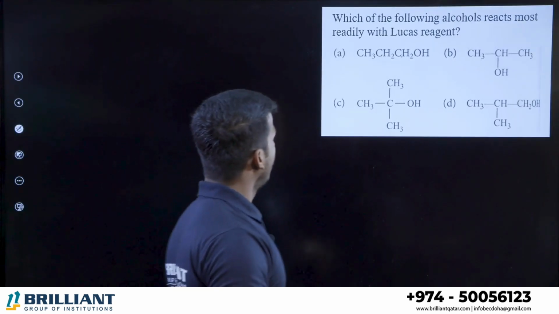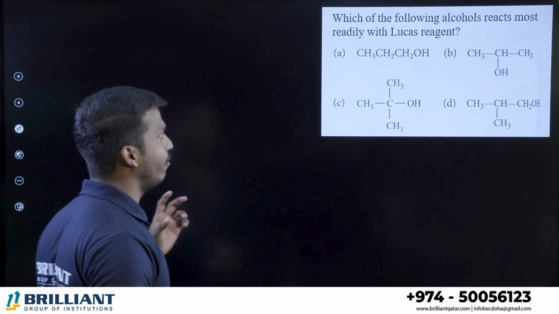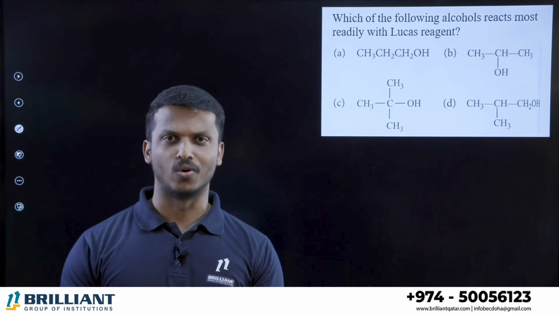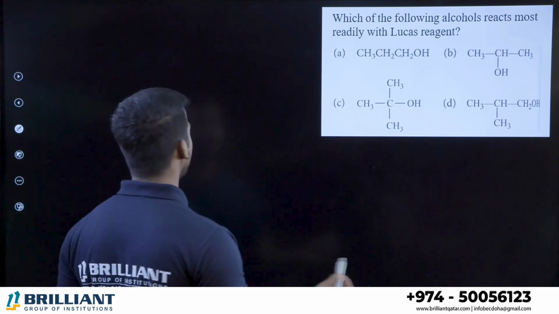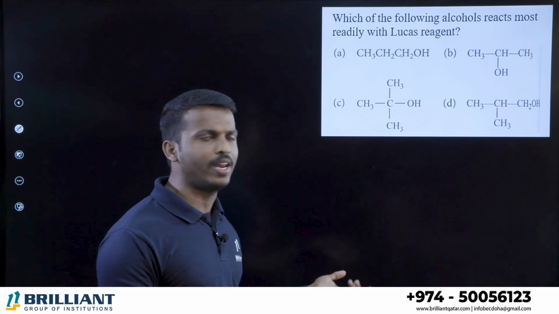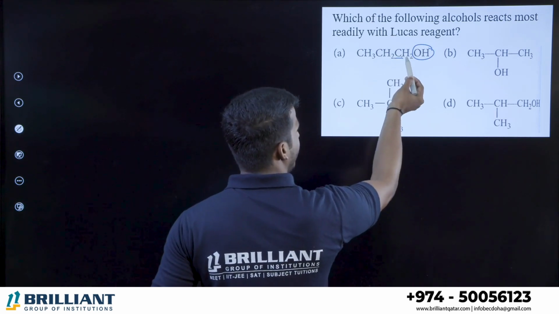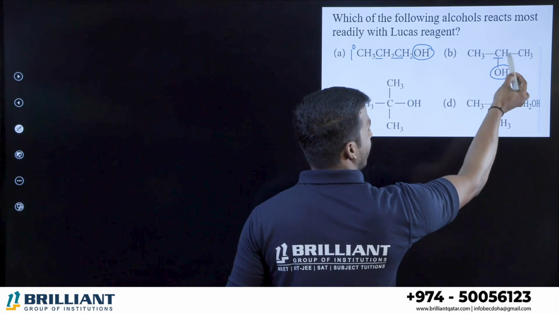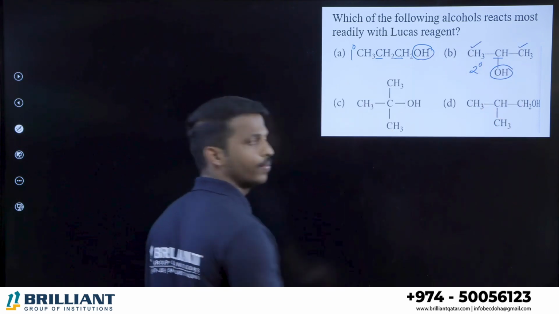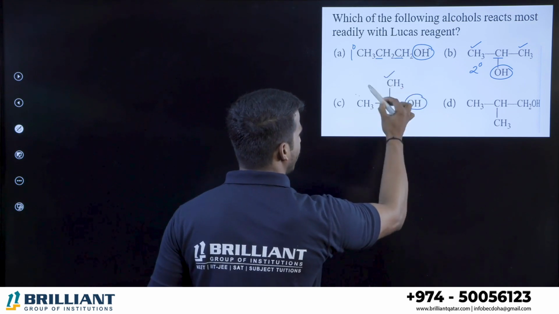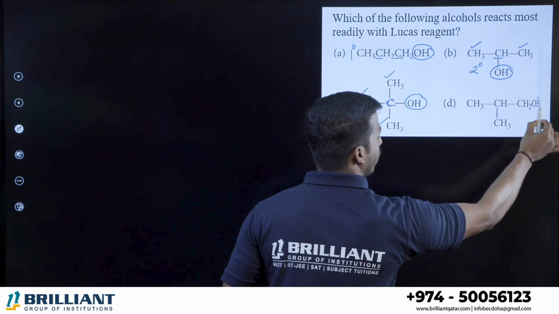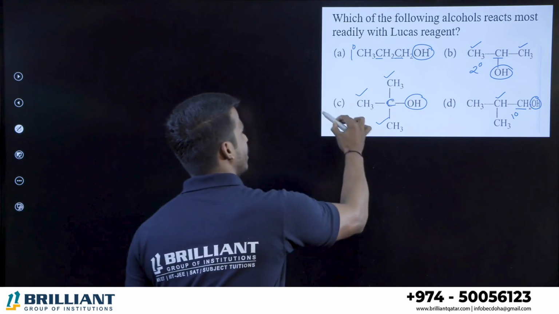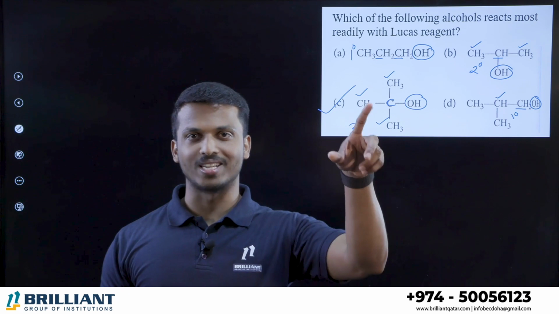Next one. Which of the following alcohols reacts most readily with the Lucas reagent? Same question another way. You know the Lucas reagent test is most readily given by tertiary alcohol. Which is a tertiary alcohol? That's the question. You know very well how to identify whether an alcohol is primary, secondary or tertiary. If the alcohol-connected carbon is directly connected to only one carbon, you call it primary. If connected to two carbons, it is secondary. If connected to three carbons, it is tertiary. So which is a tertiary alcohol? Option C, it will react with the Lucas reagent faster.